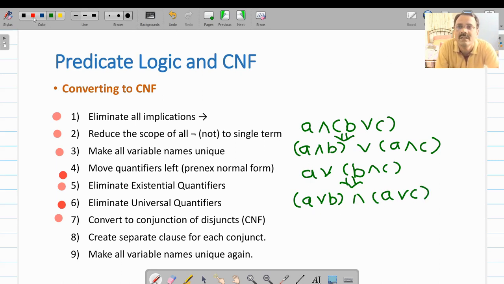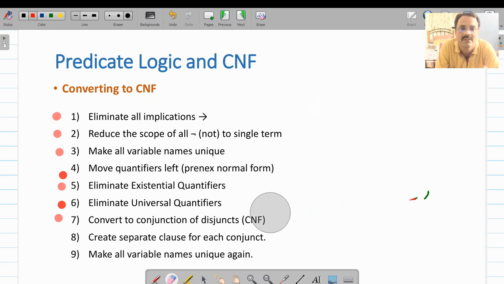So most of the time you will find you will have to apply this particular formula because this is the form in which we are interested. So use these distributive and associative laws so that you will get the required conjunctive normal form.